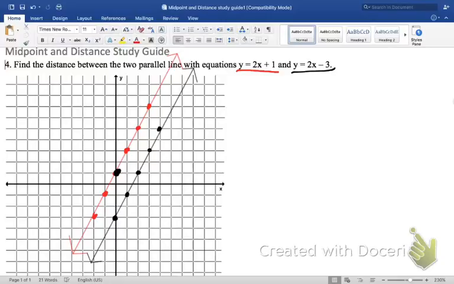You can pick any point, but I'm going to use the y-intercept, and I'll tell you why in a minute. So from there, I'm going to count an opposite reciprocal slope. Down 1 over 2. Down 1 over 2. Down 1 over 2. Okay, so there is my perpendicular line.